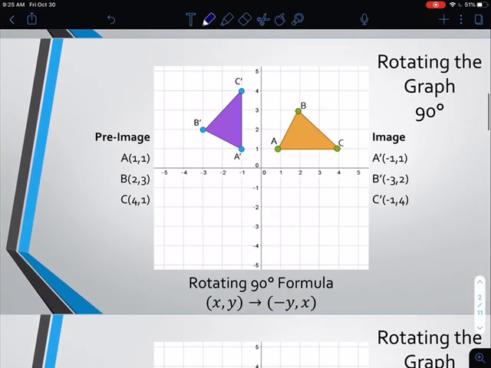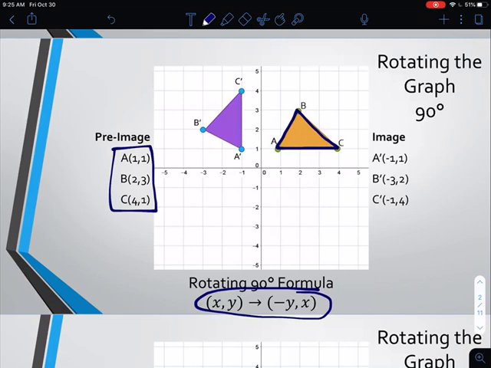Now, when we go to rotate 90 degrees, we're going to start with our pre-image triangle ABC. That's this triangle right here. This is our original picture, and we get the coordinates on the left side. A was at 1, 1, B was at 2, 3, and C was at 4, 1. That's our original. Now, there are two methods for rotating an object. The first one, you could use this formula at the bottom. Rotating 90 degrees, it says take any of your original X and Y coordinates, flip the X and Y, and then change the sign on Y.